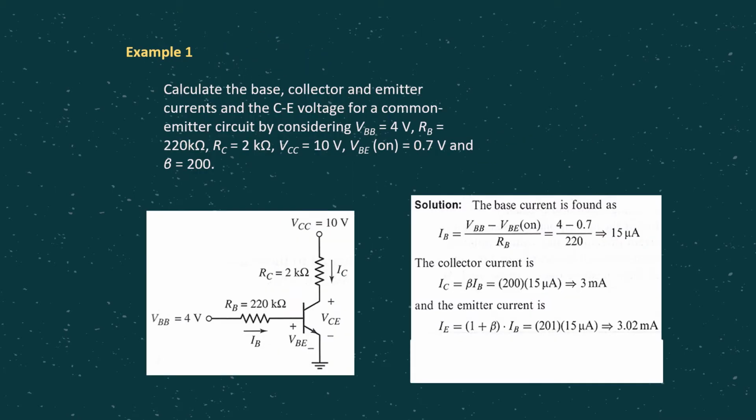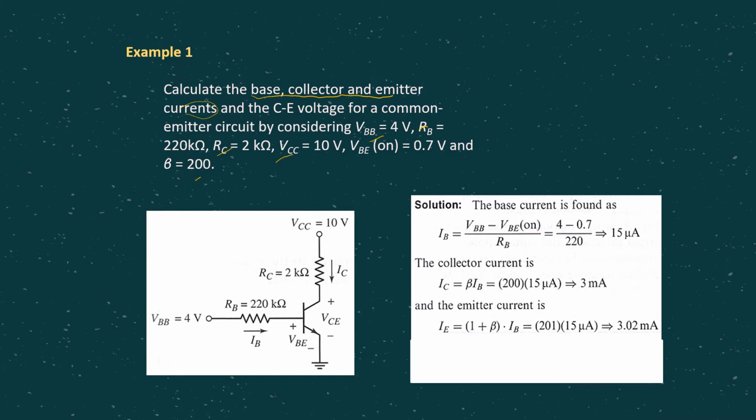Let's have a look at this particular example. In this example, we are supposed to calculate all three currents, base, collector and emitter currents, right? And we are supposed to calculate the CE voltage, which is VCE. For this circuit, all the circuit parameters are given: VBB, RB, RC, VCC. VBE on is 0.7 and beta value is given as 200.